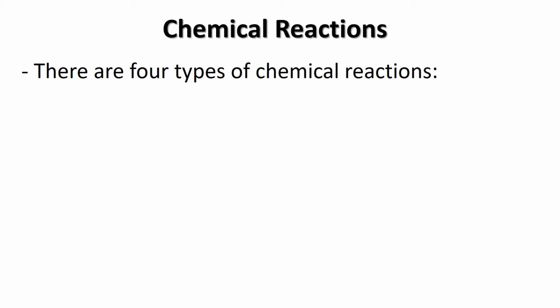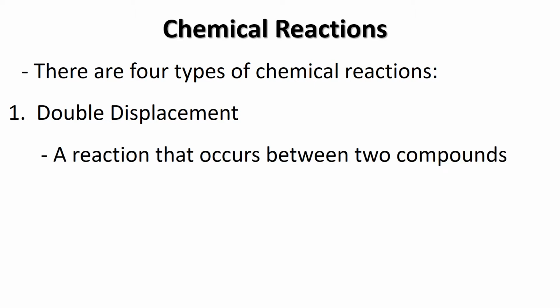We're going to start to look at some chemical reactions. In this video, we're going to focus in on one of the four types of chemical reactions, and that is going to be double displacement. So a double displacement reaction occurs between two compounds, and these compounds are generally ionic compounds.